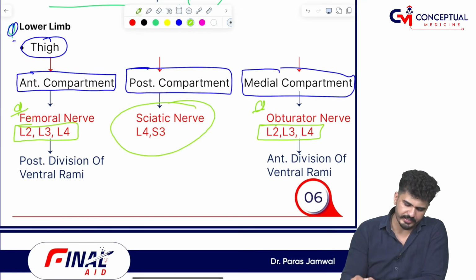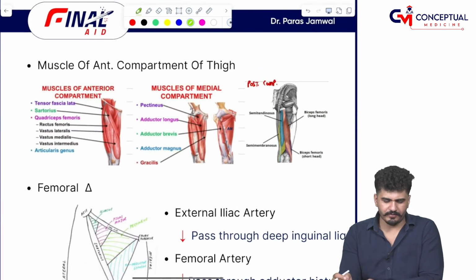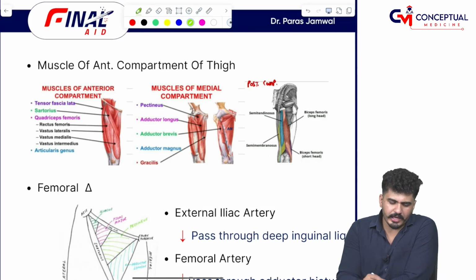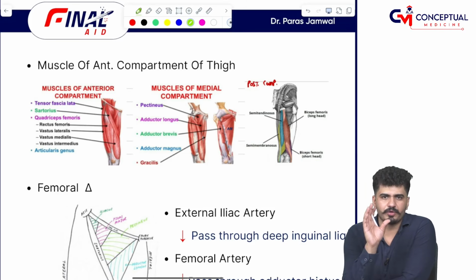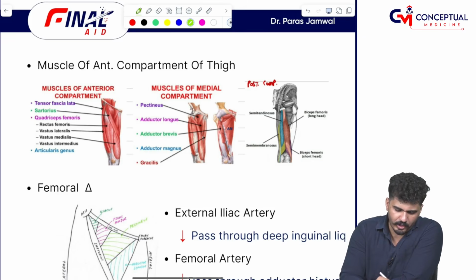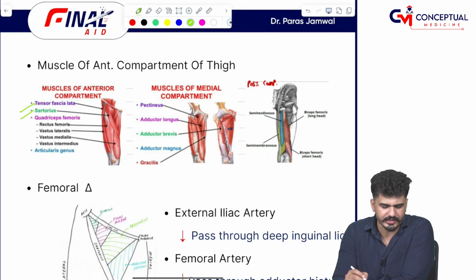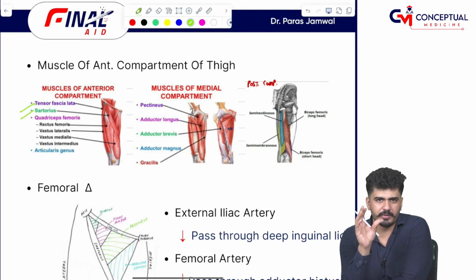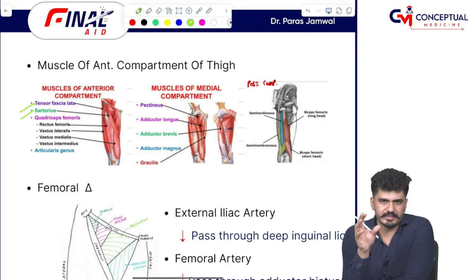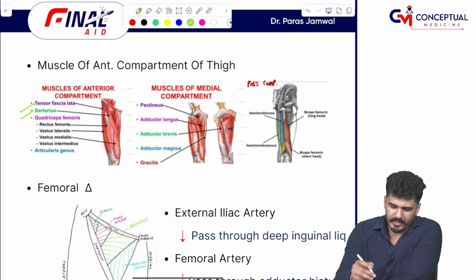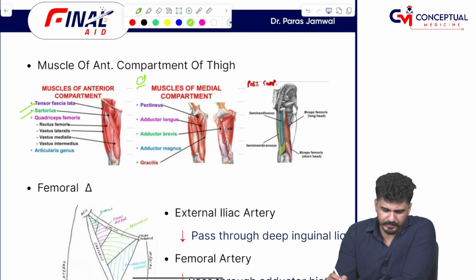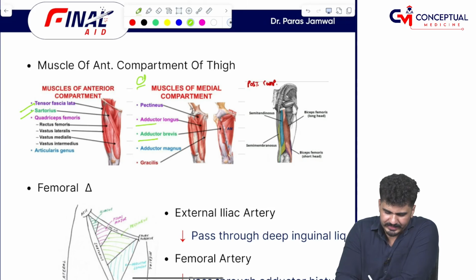L4 to S3. Done. Now the muscles of the anterior compartment of the thigh: you can very well remember the quadriceps group of muscles along with tensor fascia lata and sartorius. These are the anterior compartment muscles, and these muscles are supplied by which nerve? We have just talked about it. Please correct. Okay. Now, the muscles of the posterior compartment of the thigh, you will see adductor.